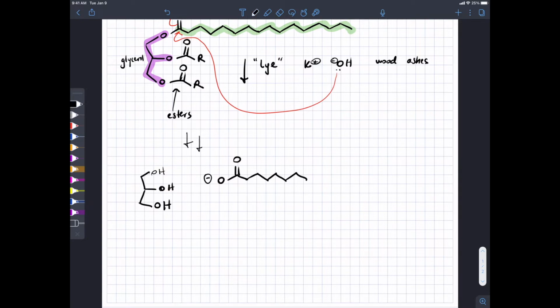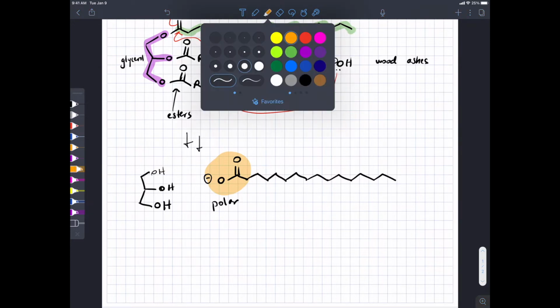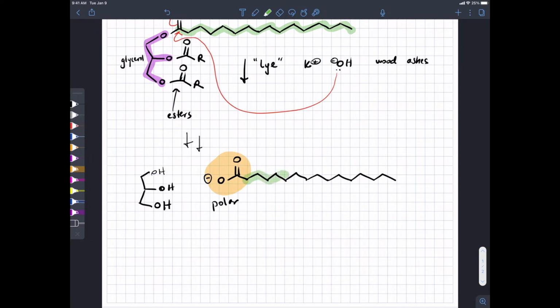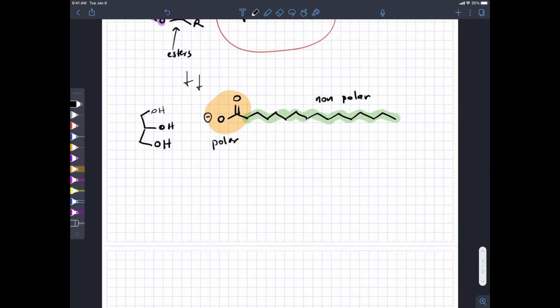2, 4, 6, 8. All right, that's an 18 carbon chain. And what you have here, and you may have learned about this in like chapter 3 of 351, you have a polar group on one end of the molecule, and then over here to the right you have a non-polar tail. And molecules like this will self-assemble in water to generate micelles.